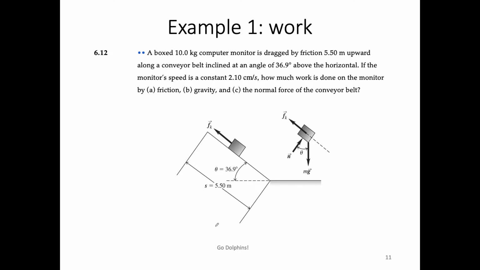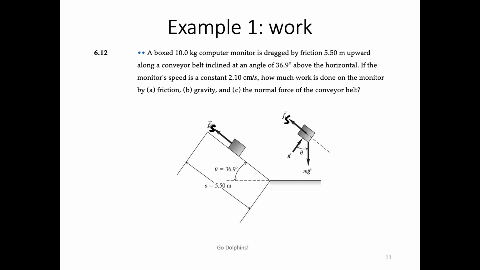Okay, so let's do a few examples to help us understand how to calculate the work. Now you have a box which is 10 kilograms. It's dragged up 5.5 meters by friction. So this friction actually should be static friction, not kinetic friction.